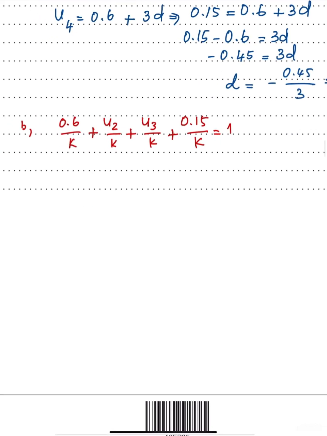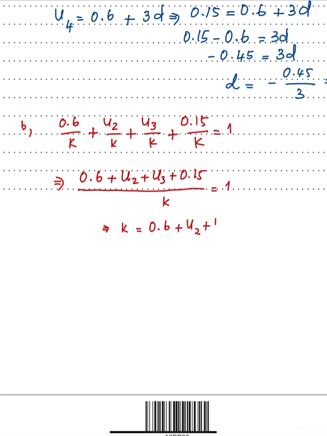So here, we can consider that 0.6 plus u2 plus u3 plus 0.15, over k, is equal to 1. That means we can say k equals 0.6 plus u2 plus u3 plus 0.15. In this case, we don't have to find the value of u2 and u3. That might be a waste of time.